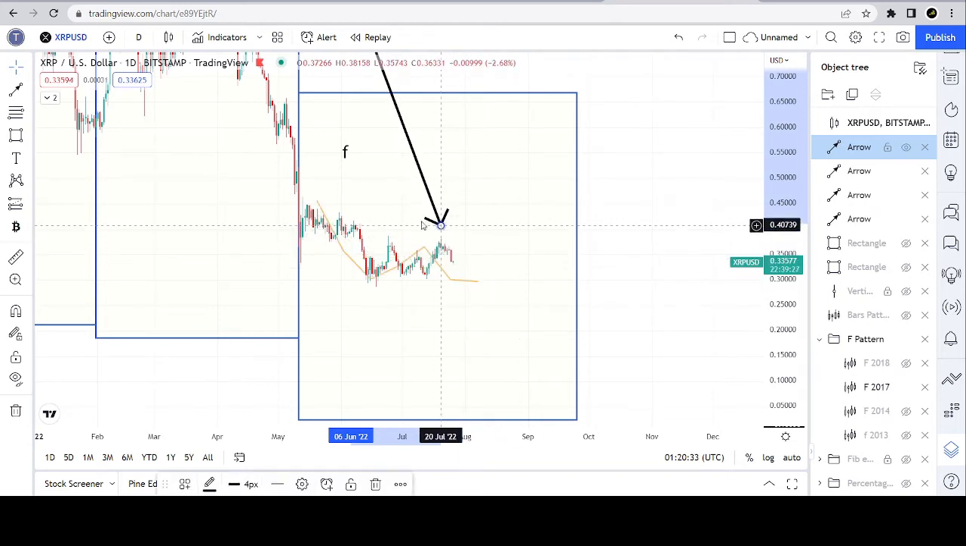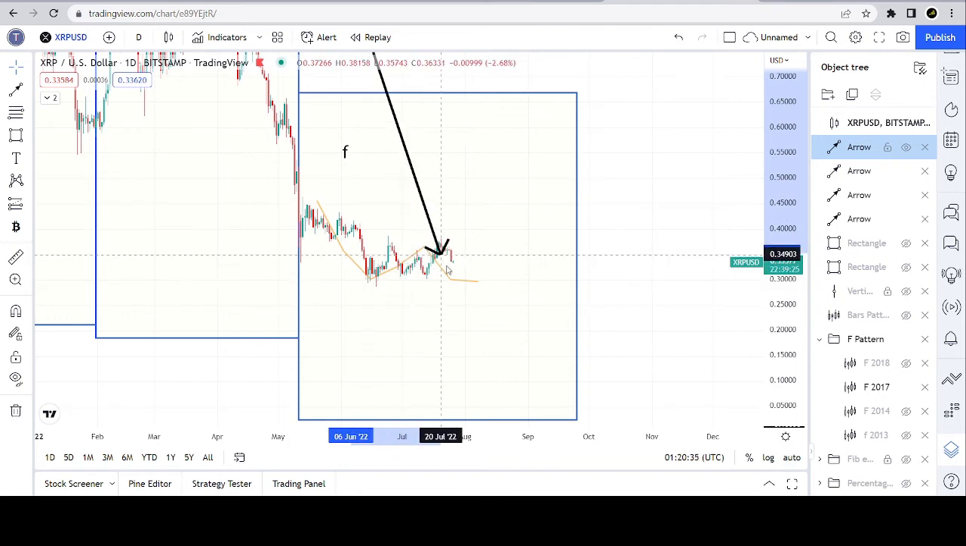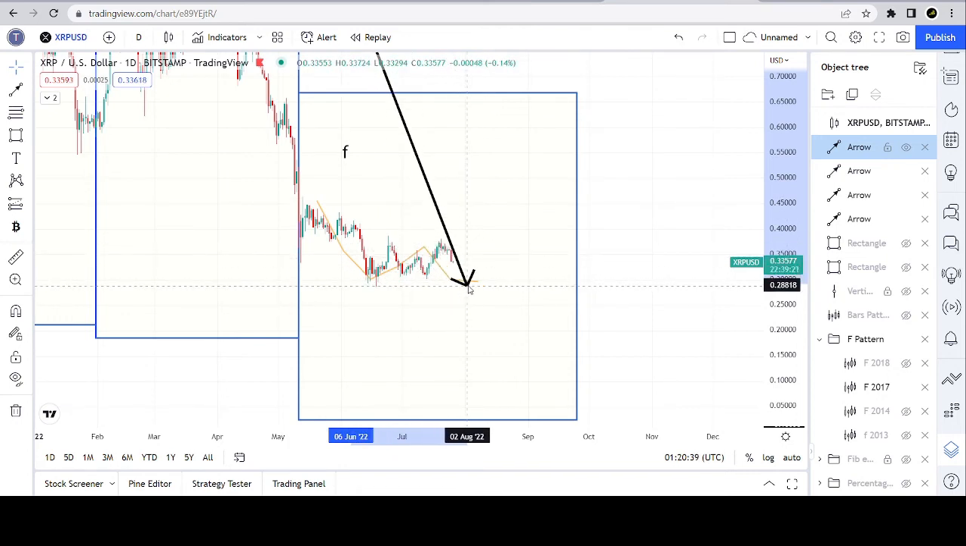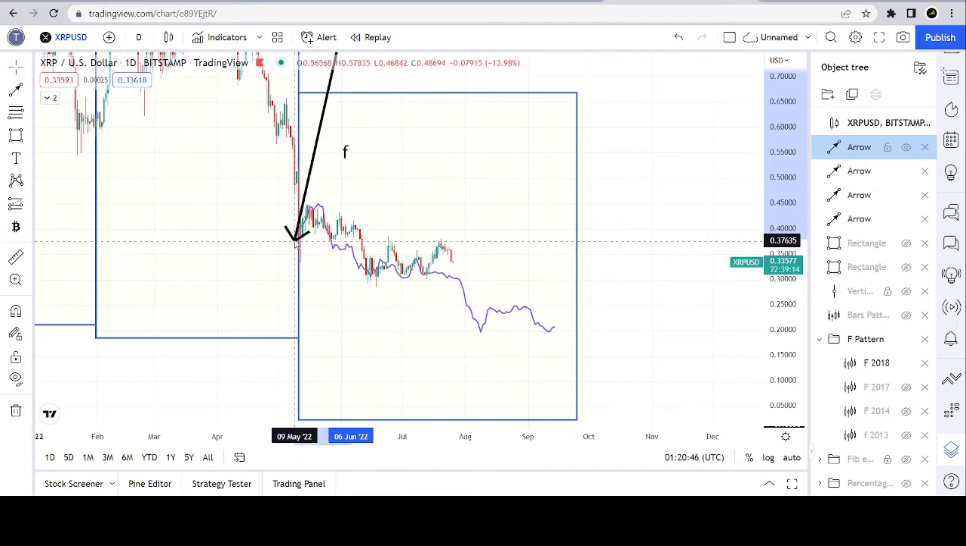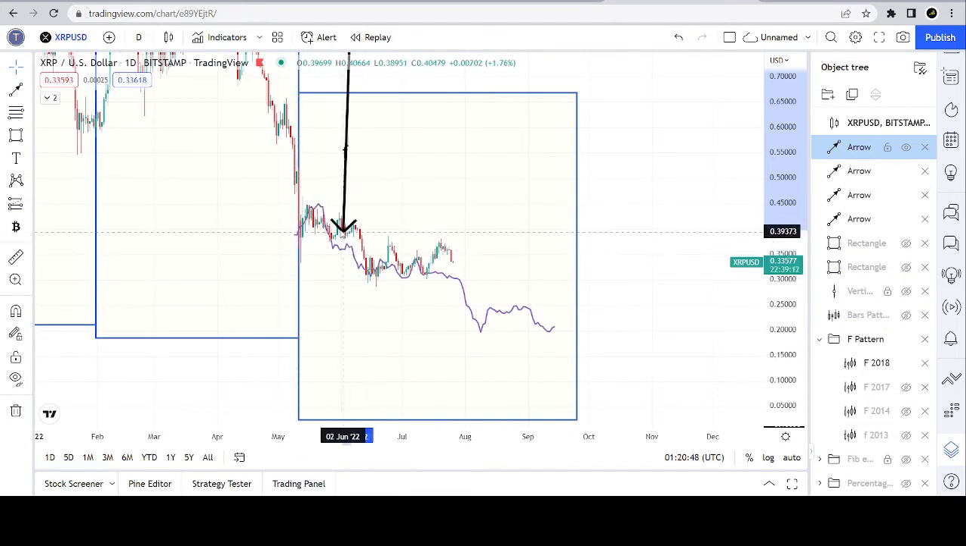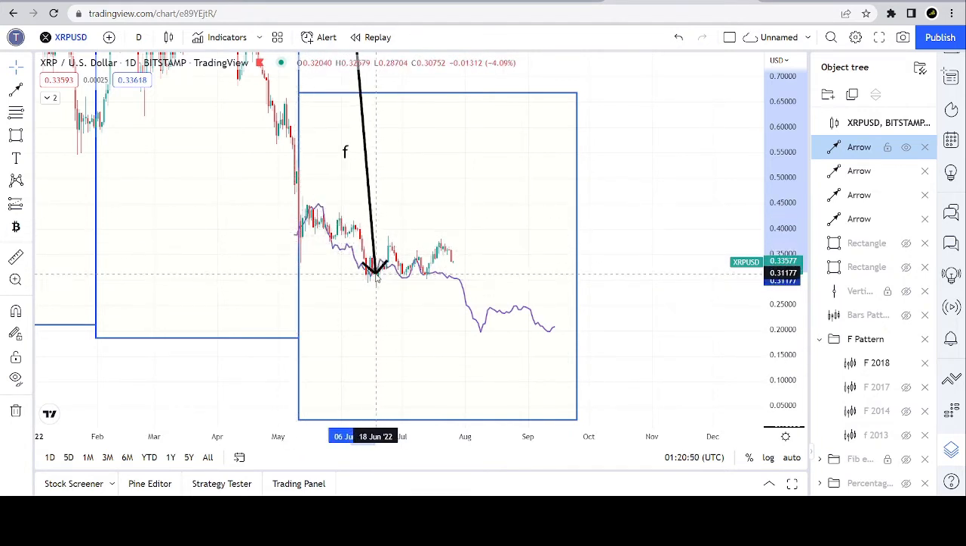So here's the 2017. The 2017 was such a quick little decline. Now maybe we might get lucky and it just bottoms out here. We'll see. All right, so here is the 2018. What's interesting about the 2018, it has the waves down, the two waves down, and then it has this peak right here, which it did here.